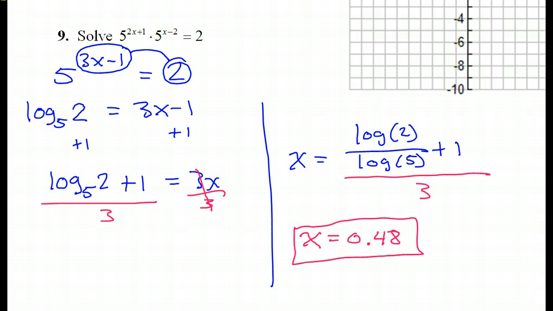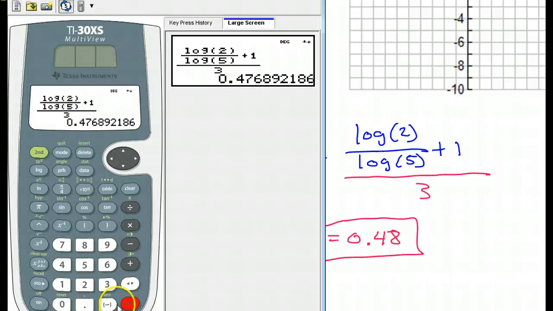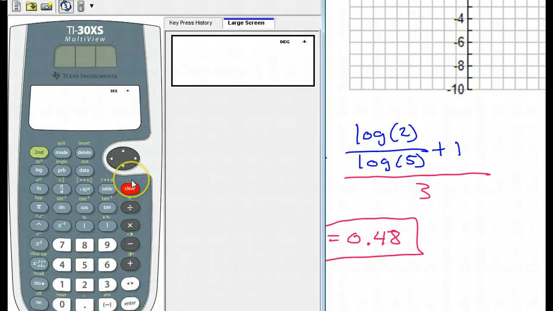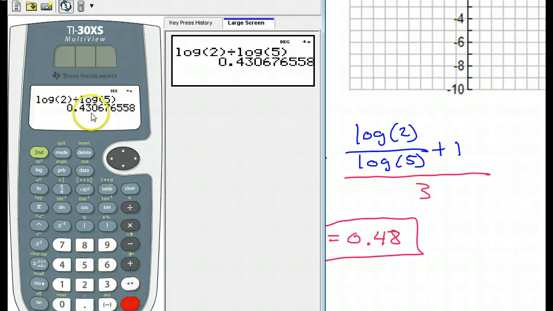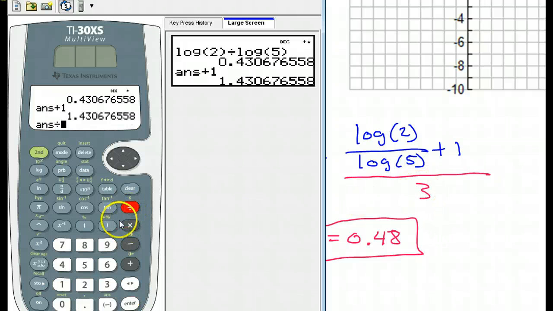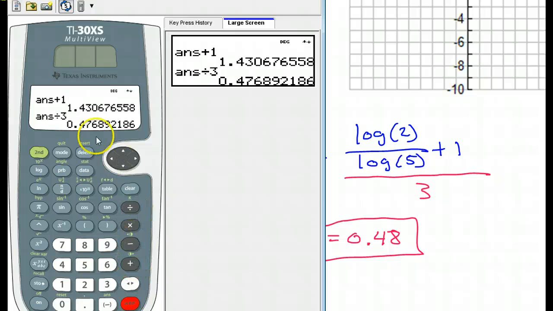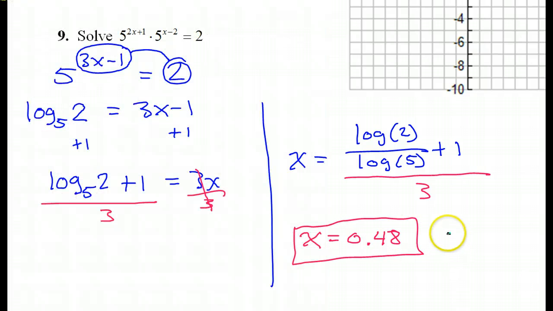Alright, and that is the end. But I will show you real quick. Students that don't like to type this all in at once prefer to just do this one step at a time. You have to do it without any rounding though, but you can. So for example, you could do log 2 divided by log 5. Alright, and you go ahead and hit enter. Alright, then we need to add 1, so you can just hit +1 and hit enter. And then we need to divide by 3, so you can hit divided by 3 and hit enter. And you'll notice we still get 0.48. Okay, so it doesn't matter which way you do.